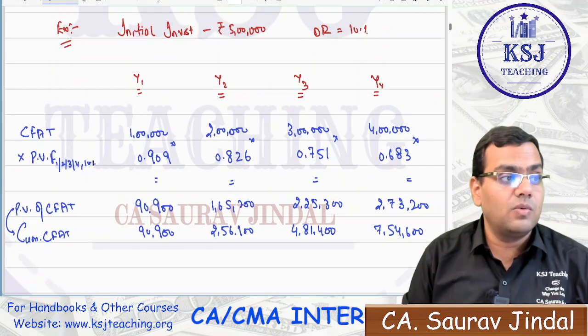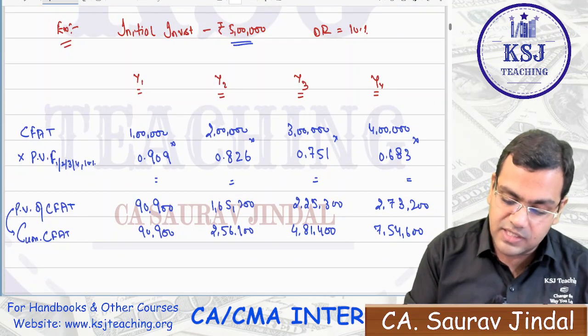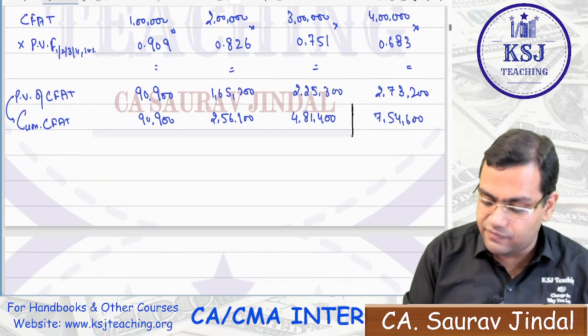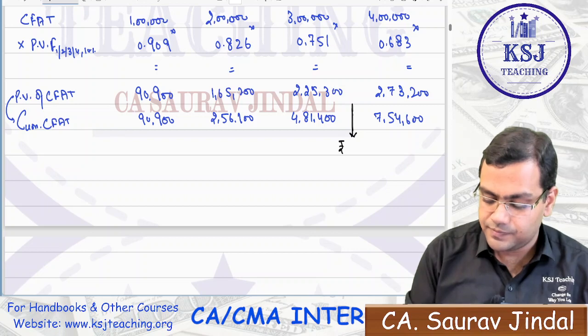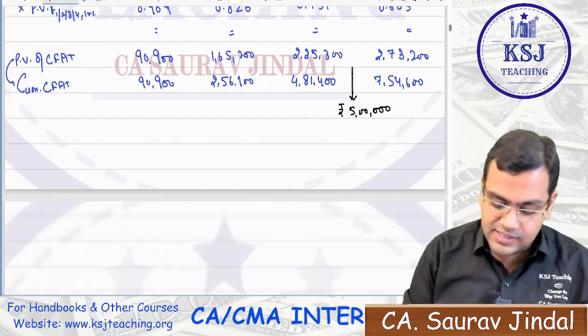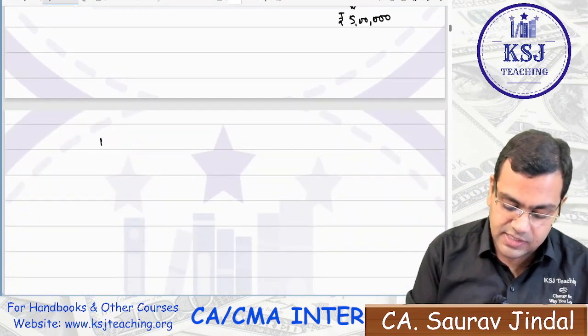Now, how much amount do you want to recover, sir? You want to recover this 5 lakh. Where will this 5 lakh recovery fall? It will fall somewhere here. You want to recover 5 lakh rupees, so it is more than 3 years and less than 4 years. So how do we calculate the discounted payback period?